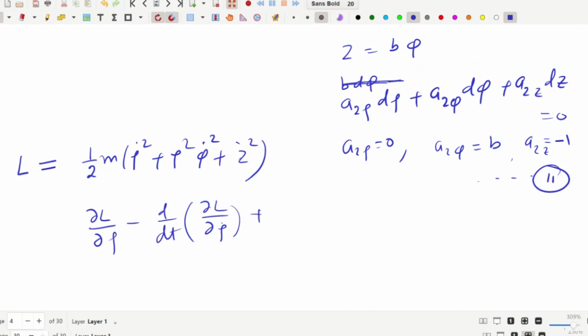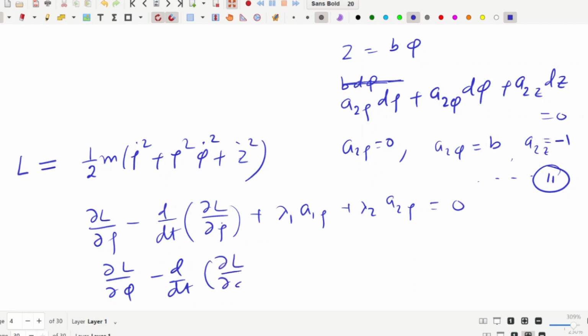So this plus, now there are two lambdas, so let me write lambda 1 a1 rho plus lambda 2 a2 rho equal to 0, and del L del phi dot, let me write the equation and I will stop, plus lambda 1 a1 phi plus lambda 2 a2 phi equal to 0, and similarly for z.